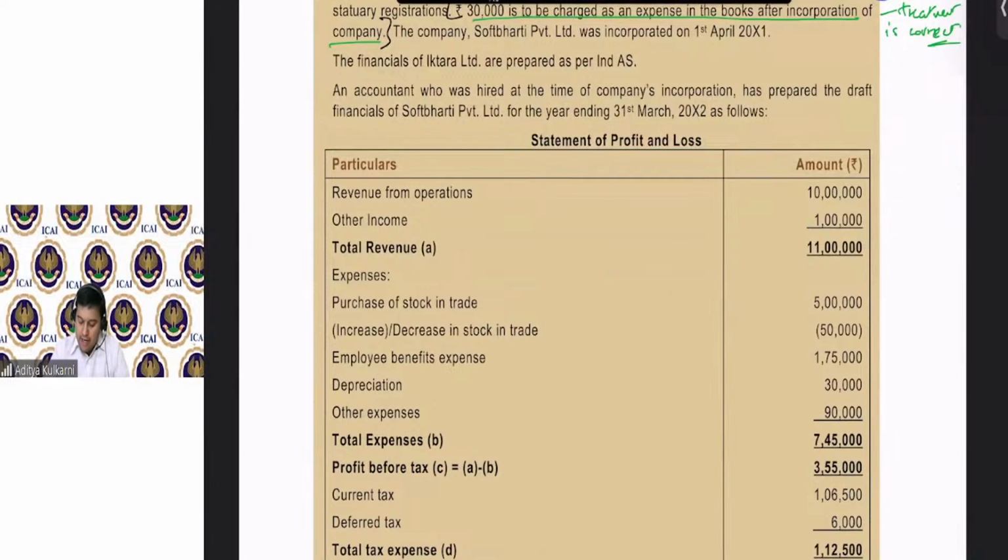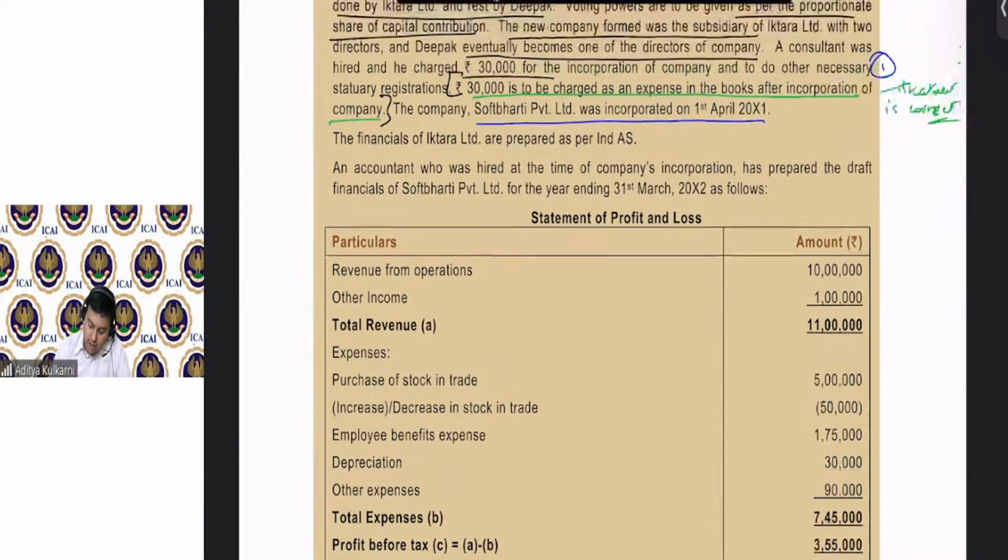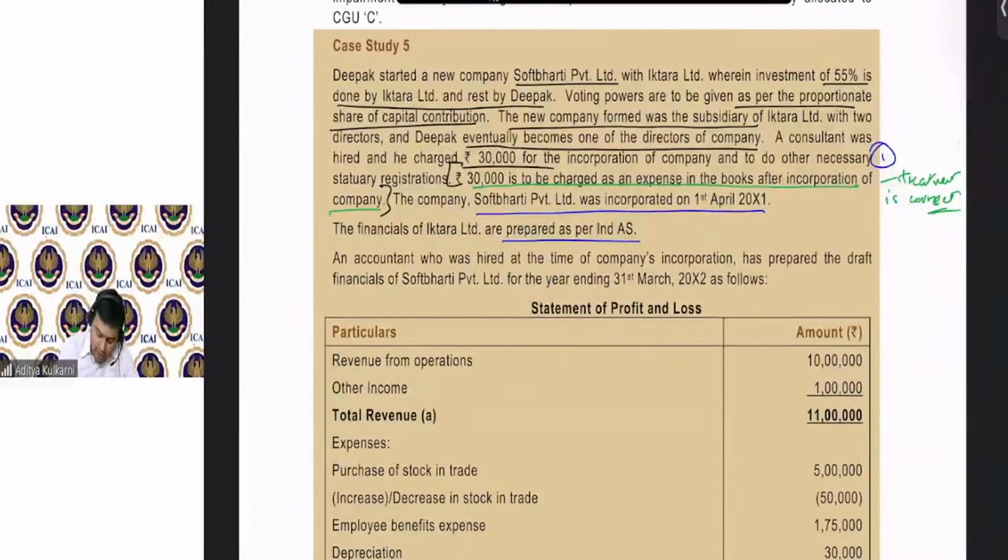An accountant was hired at the time. The company Soft Bharati was incorporated on 1st April. The financials of Iktara Limited are prepared as per Ind AS. So I have Iktara Limited. Soft Bharati is a subsidiary of it. Iktara Limited follows Ind AS. So tell me now, applicability of Ind AS. Is Soft Bharati also required to follow Ind AS or not? Should Soft Bharati follow Ind AS or not? बोलो यार.